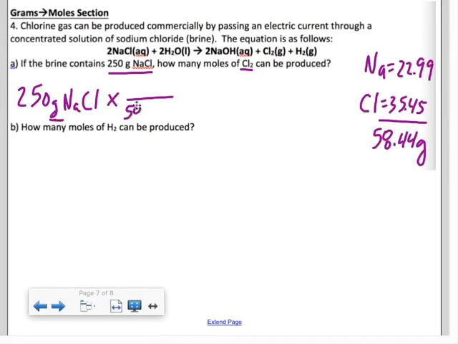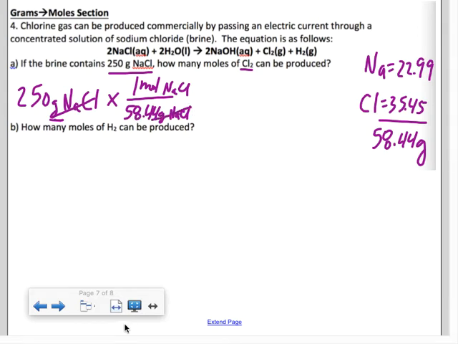So 58.44 grams of NaCl go here, and 1 mole of that goes on top. If I were to weigh out or measure out 58.44 grams of sodium chloride, that means I have 1 mole of sodium chloride. Okay, I'm finally in moles, because the grams are going to cancel out.